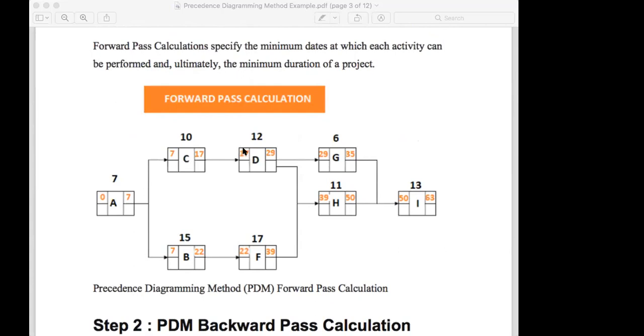17 started. You have to spend 12 days for that. So it is finishing on the 29th day. This starts on the 29th date. Add 6 days, 35. It goes to 35. After that, right?